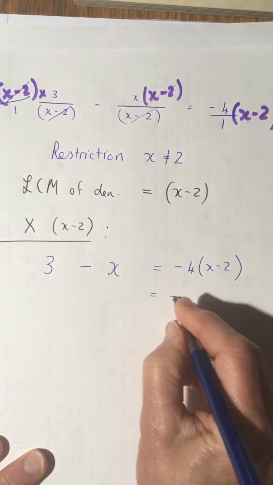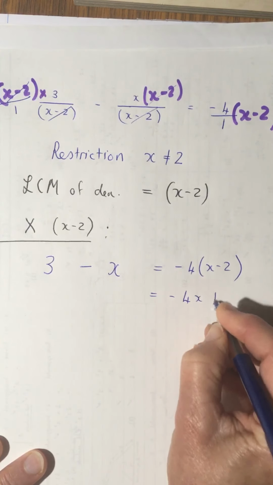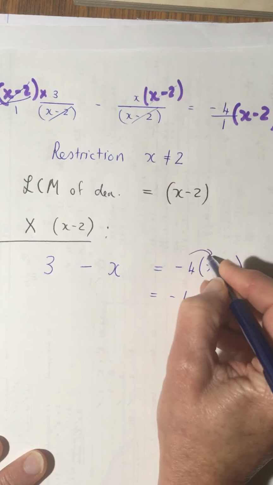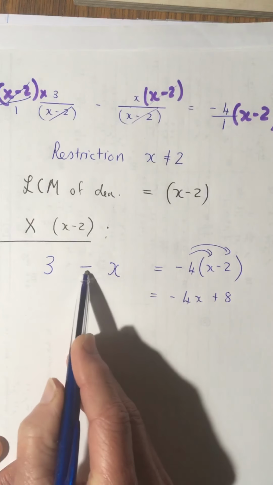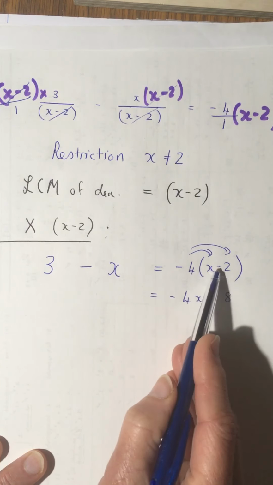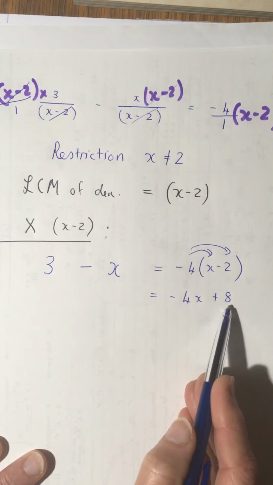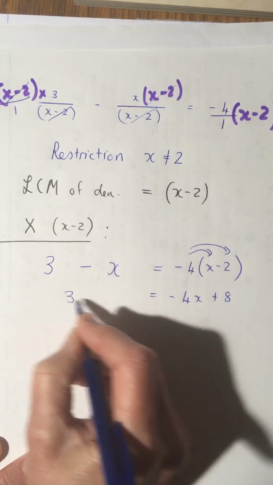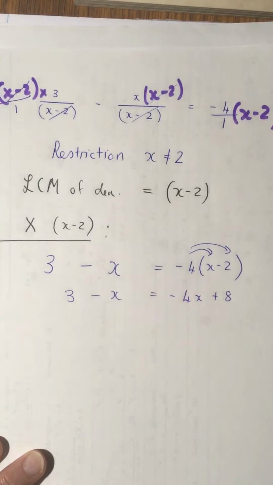And now we will do like always. We get minus 4x plus 8 when I multiply into the bracket. Take care of your minus. It's minus 4x, minus times a minus, plus 8. On the right-hand side, 3 minus x.